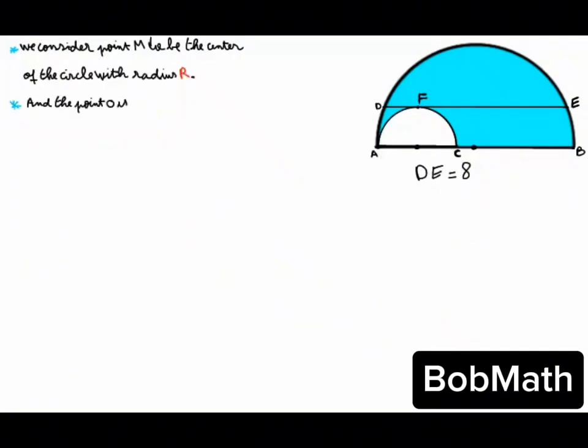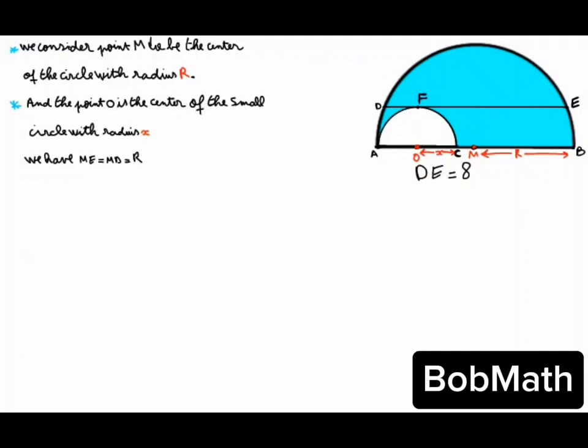the point O is the center of this small semicircle with radius x. We have ME equals MD because they are radii. ME equals MD equals R.